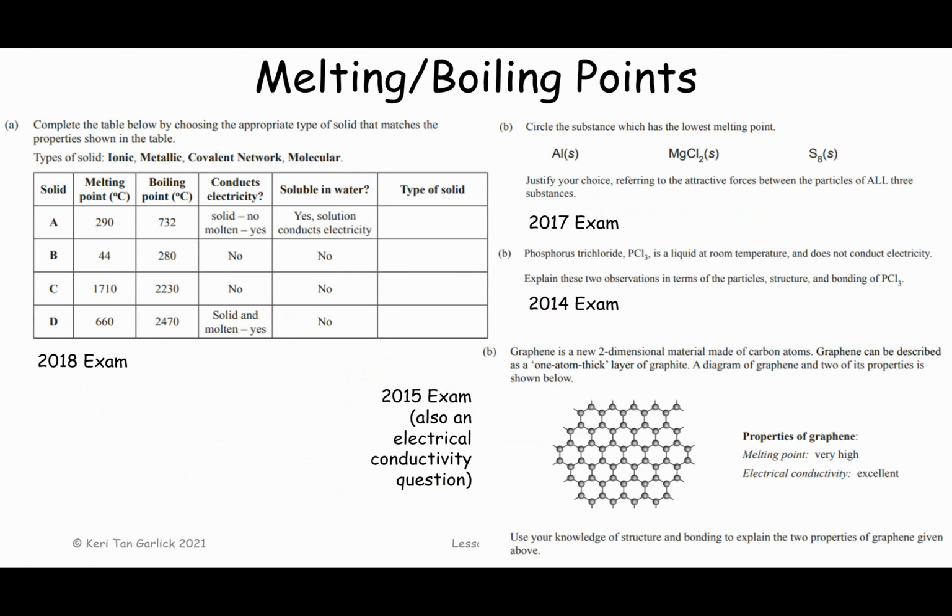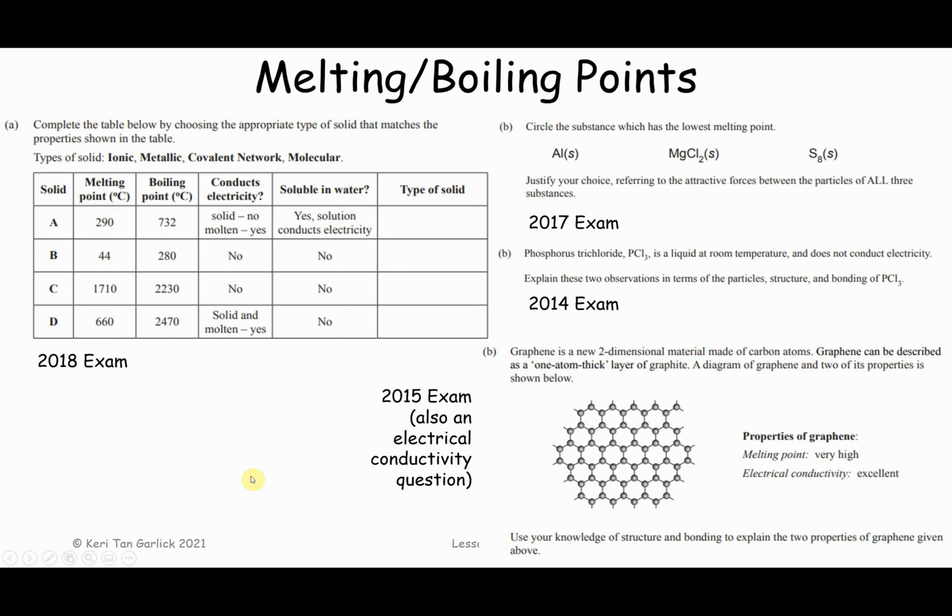Cool. Melting and boiling points. This one, again, really, really common. This is the one I'm saying to look for if you're struggling to tell the difference between a covalent molecular and a covalent network. Again, sometimes they don't give you any formulas or names of what you are dealing with as your solid, and you classify the solid based off the property. So don't be thrown off if you see something like this.